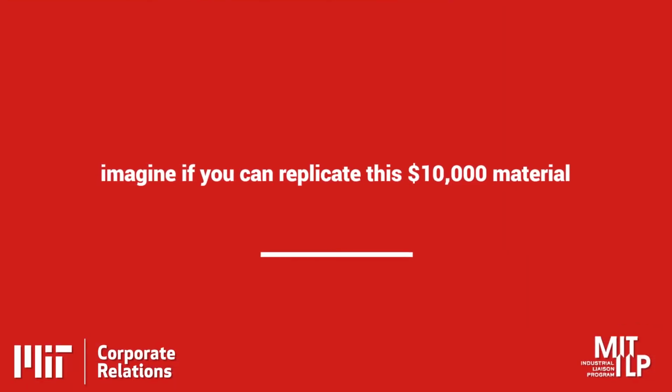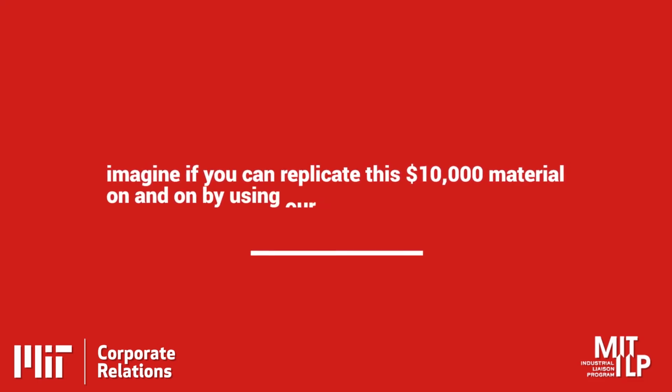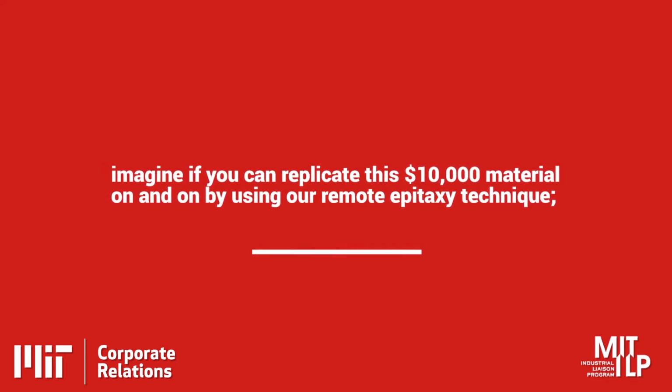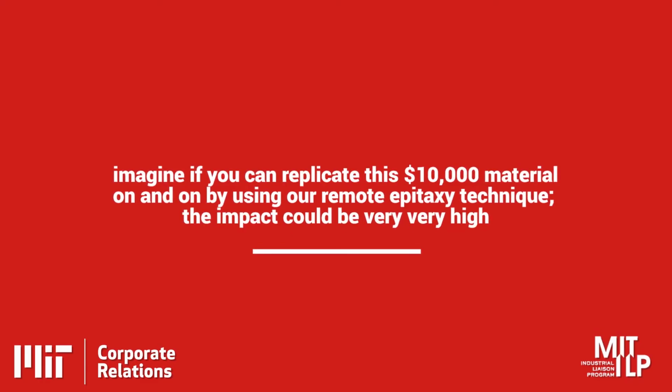So far, a gallium nitride wafer itself costs a couple of $1,000 to $10,000. Imagine if you can replicate this $10,000 material on and on by using our remote epitaxy technique. The impact could be very, very high. So we spun off a company out of this gallium nitride remote epitaxy concept, because gallium arsenide material is very expensive, but the efficiency of gallium arsenide solar cells is one of the highest. Then it's an obvious choice that you grow high efficiency solar cells at a much cheaper price.